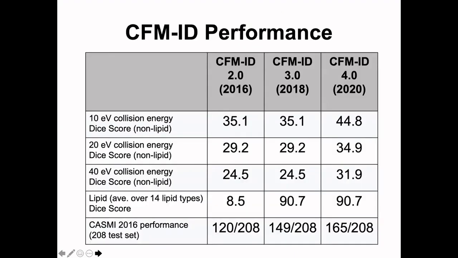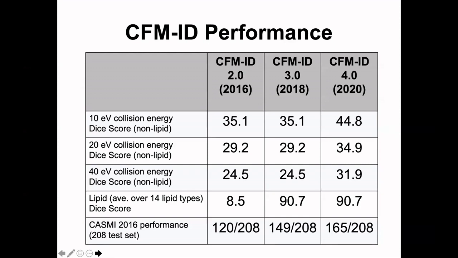We've compared CFM-ID over the years. We have a version 2, a version 3, and a version 4. And these are the Jaccard scores, or equivalent to DICE scores. And we're looking at different collision energies. So these are MS spectra. So the early version, CFM-ID 2.0, did really poorly in lipids, moderately okay for the DICE score in terms of electron volt collision energies, low, medium, and high.